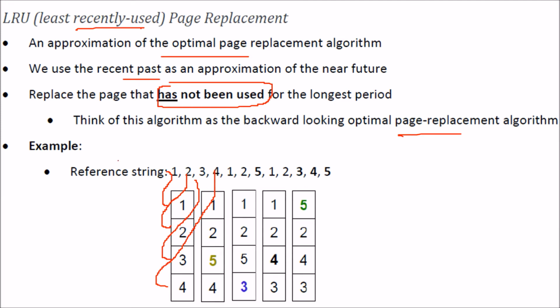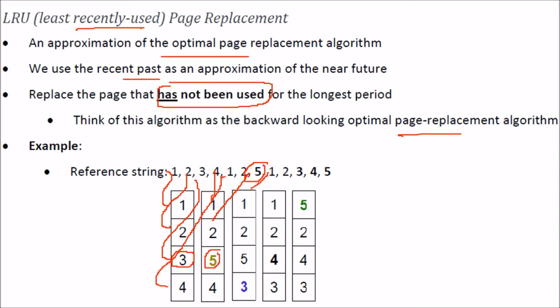Now see, 1 will come, so there will be no problem. 1 is already there, 2 is already there. Now 5 has come. This 5 will replace 3, because 3 was not being referenced for quite a long time. So now this 5 will replace this 3.